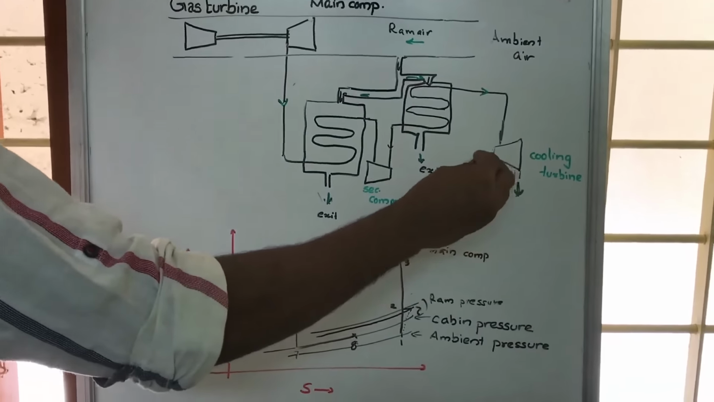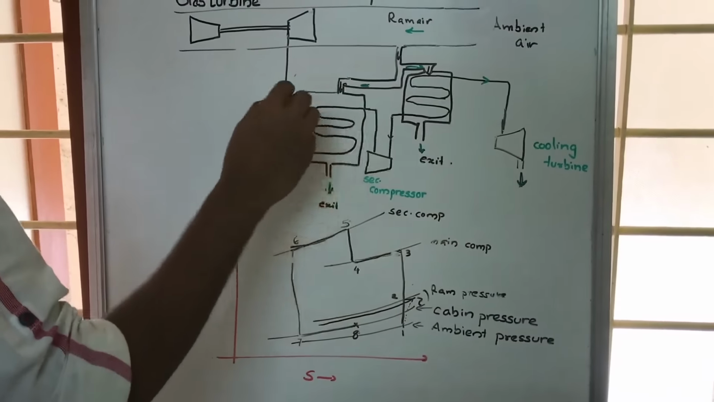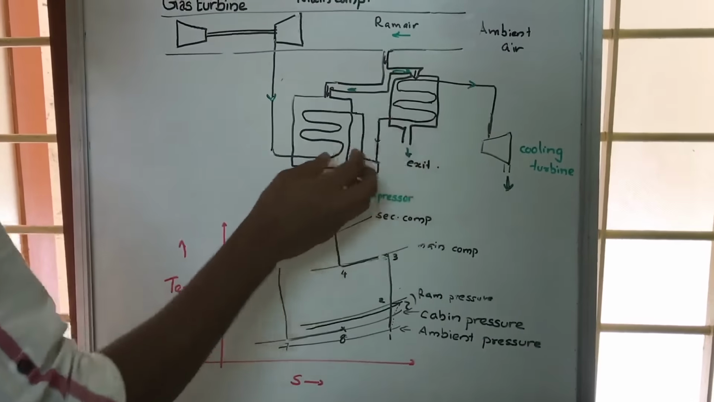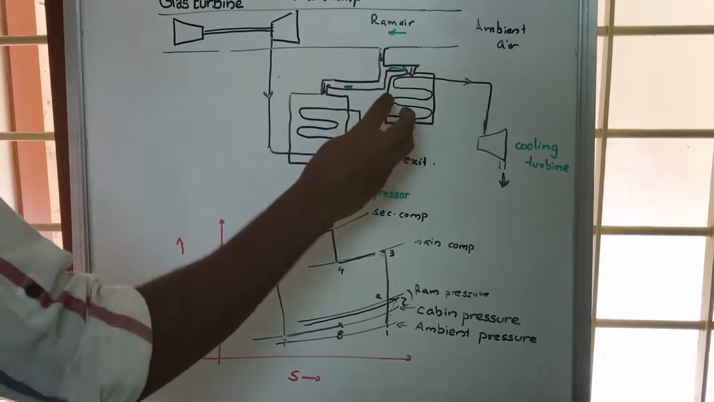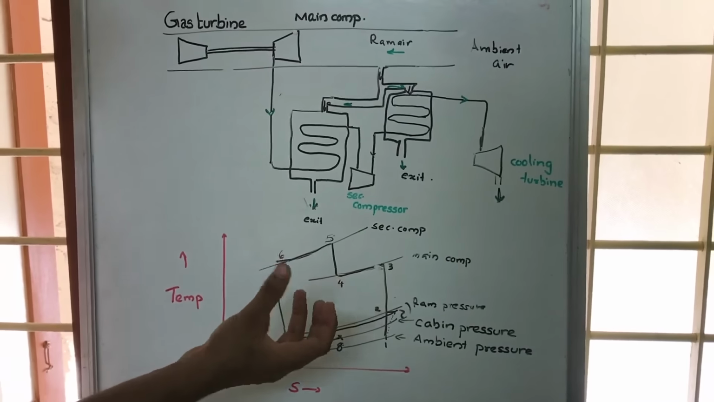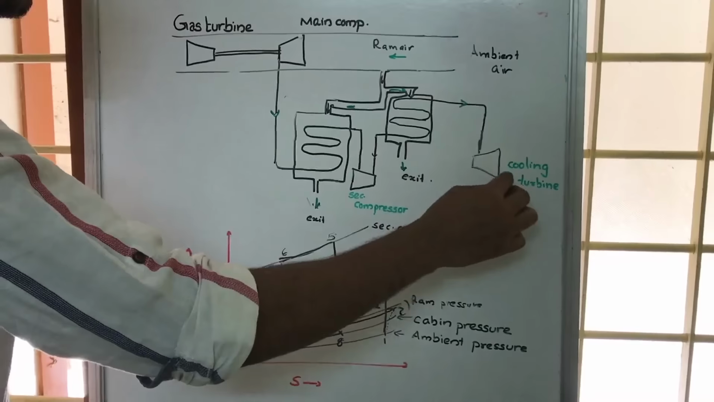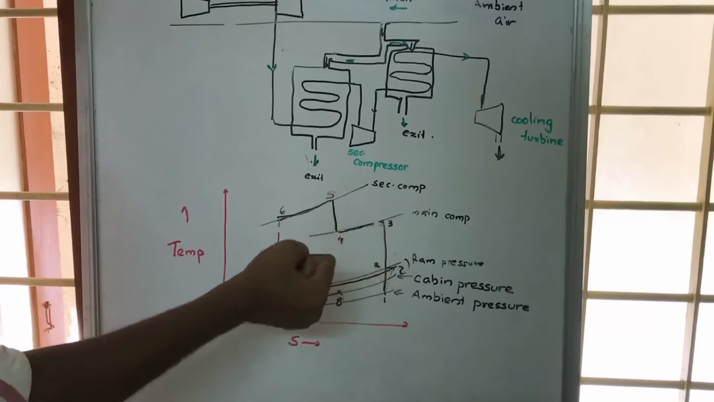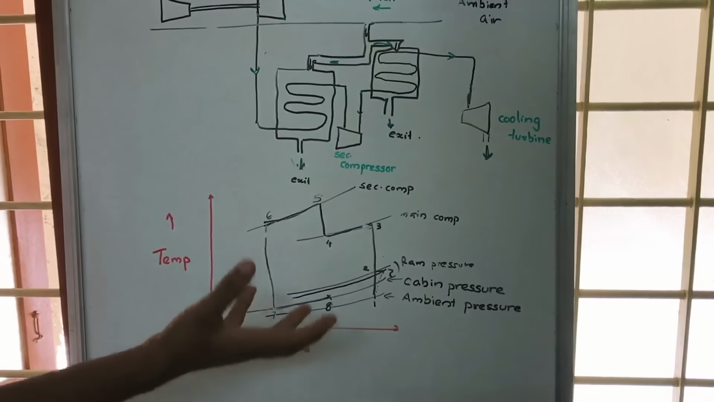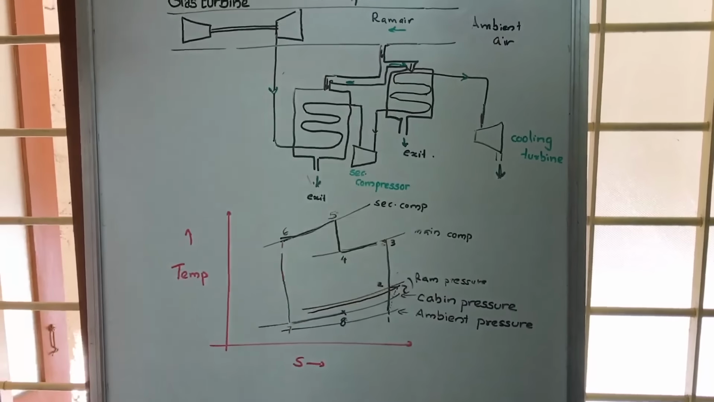So this is actually a cooling turbine. Cooling turbine means after 2 sets of compression, even if we are providing a heat exchanger, the temperature will be somewhat higher. So we are providing a cooling turbine. This compressed air passes through this cooling turbine. In the cooling turbine, the compressed air expands. As air expands, pressure and temperature will decrease.